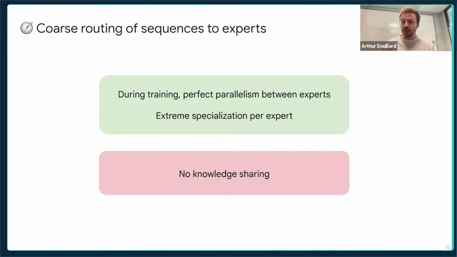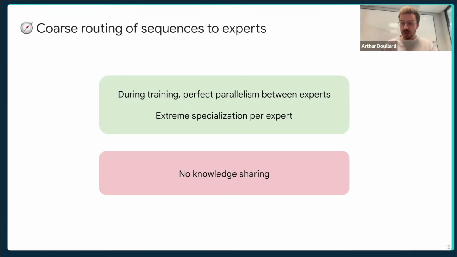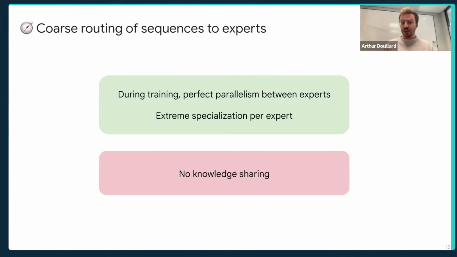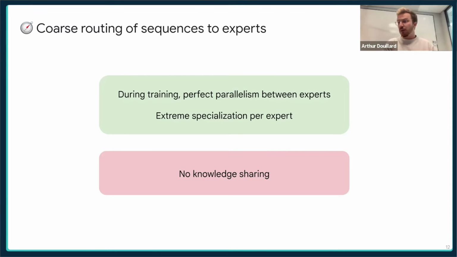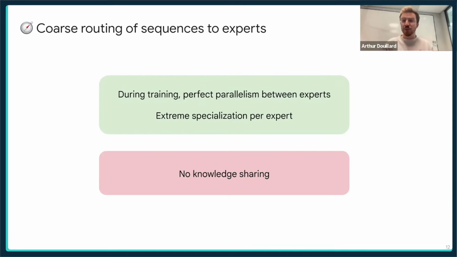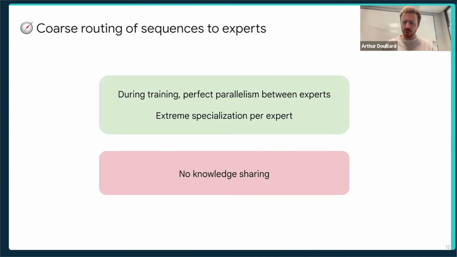The coarse routing of sequences to experts has a big drawback. We don't have any knowledge sharing. Indeed, you route a whole sequence, which in the context of a chatbot could be a conversation. You route the whole conversation to a single expert, which is great if I route my conversation to an expert that does math, if I want to ask math. But let's say I want to do math in Spanish. The problem is I will probably have an expert for Spanish and an expert for math, but I have to choose between the two experts, and there is no knowledge sharing between those two, which is not what we want.